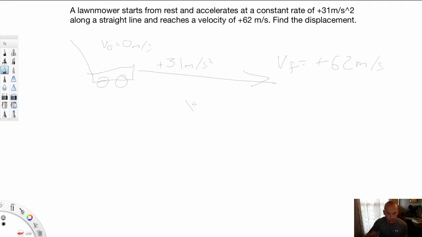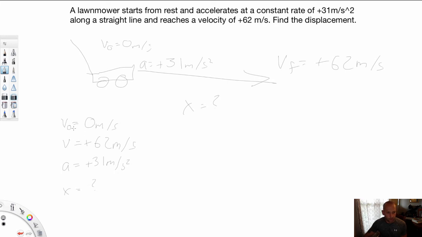So what we're trying to find is the displacement. I've labeled all of my variables here: initial velocity, acceleration, final velocity, and what I'm looking for. It may help you to actually write it out to the side, that way you can see your variables easier. So I have initial velocity equals 0 meters per second, final velocity equals 62 meters per second, acceleration equals 31 meters per second squared, and I am looking for x.